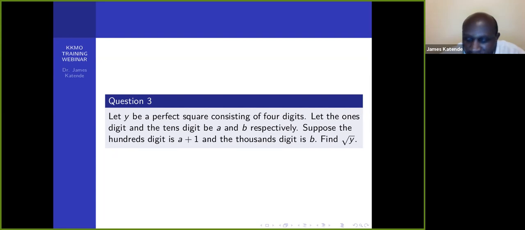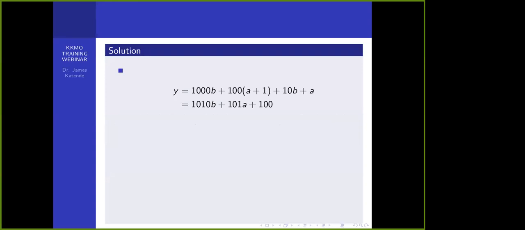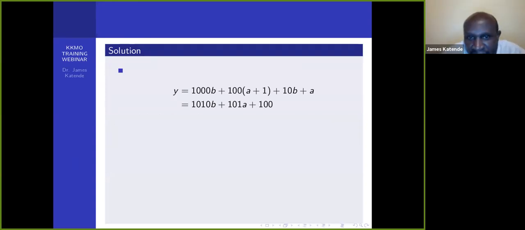Let me just move on to the solution so that we can compare. So we did precisely the same thing. We expanded in terms of the thousands digit, the hundreds digit, the tens digit, and the ones or the units digit. So I think up to this point, this should be clear, because if the thousands digit is b, the hundreds digit is a plus 1, the tens digit is b, and the units digit is a.